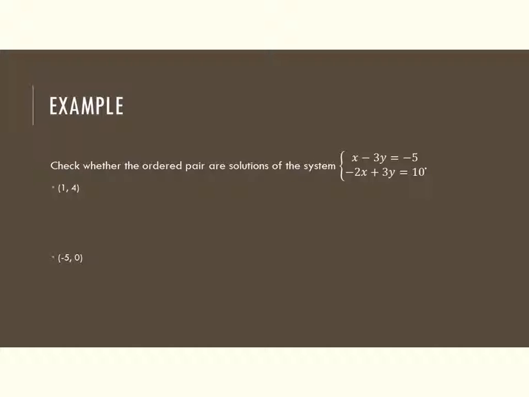So to check to see if anything is a solution, we just always plug it in. Here, though, we have to be extra careful that it does work in both. So I'm going to check the point 1, 4. So checking it in the top equation, and I'll just write down what the equation is. So if I put in x is 1 and y is 4, so I get 1 minus 12, and does that equal negative 5? Or in other words, does negative 11 equal negative 5?